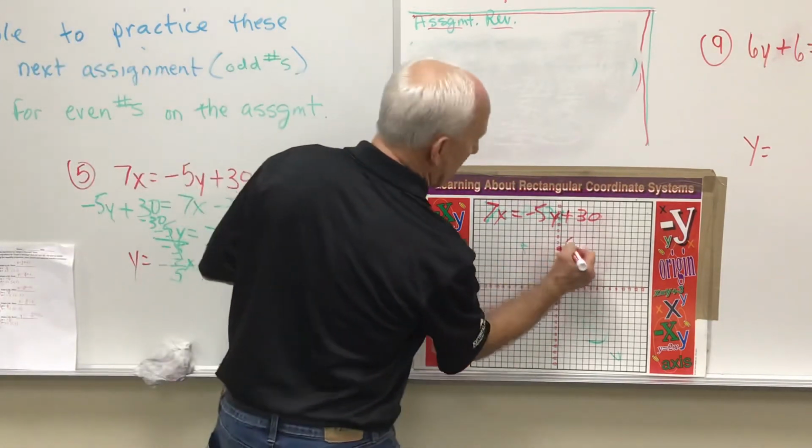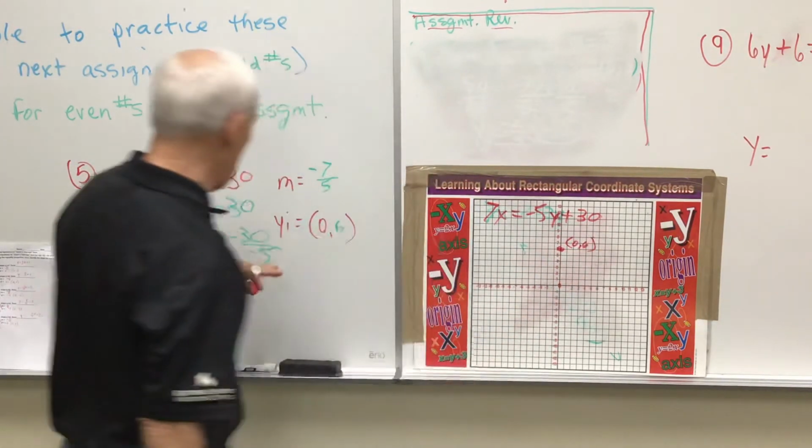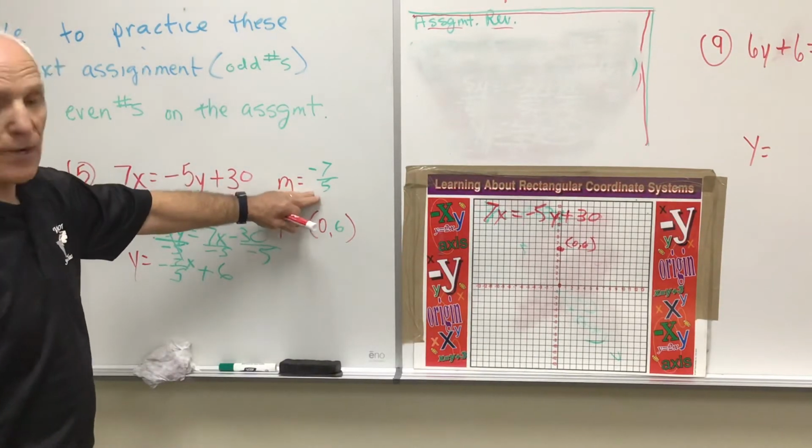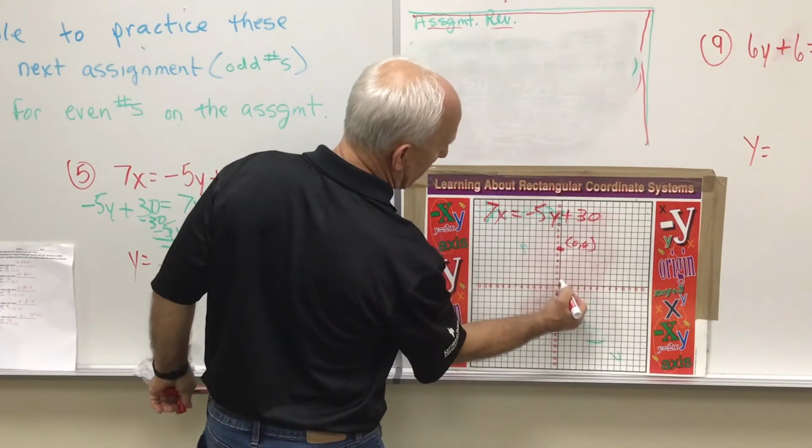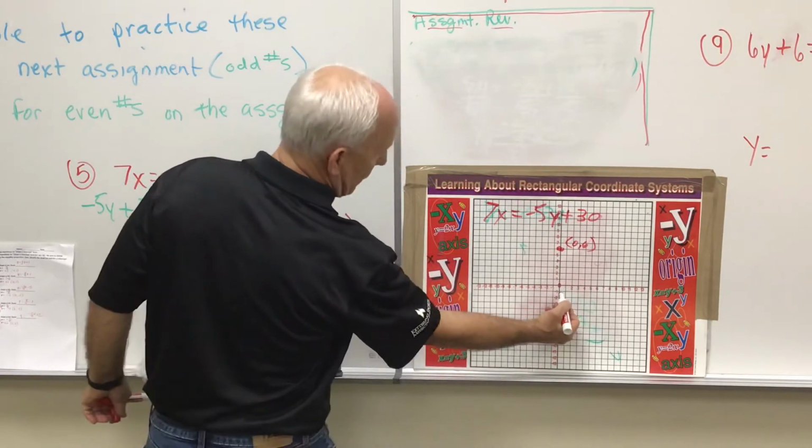Did you put that in? Well, let's identify it as 0, 6. And now let's do our slope. Down or up? Down, thank you. 1, 2, 3, 4, 5, 6, 7. We're down at negative 1.